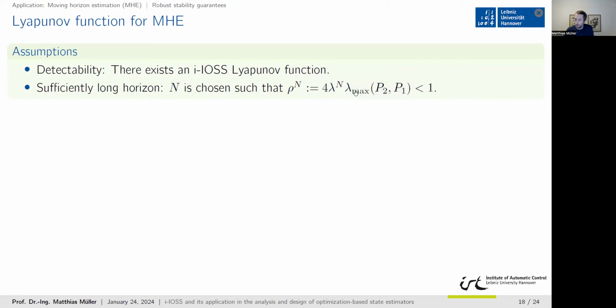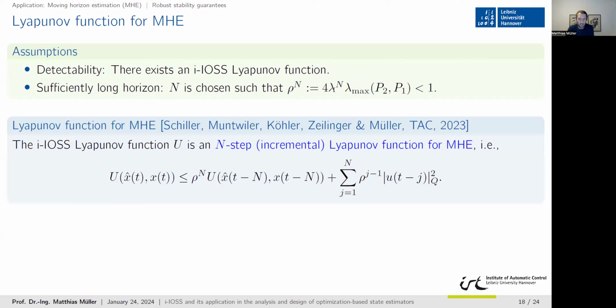Lambda max of P2, P1 is just the maximum generalized eigenvalue of these two matrices. And such that 4 times this factor times lambda to the power of n is less than 1. So I can directly solve this for n and have a lower bound, which I need to choose such that, in the end, I can guarantee that the ISS Lyapunov function is in fact also a Lyapunov function for the resulting estimation error.